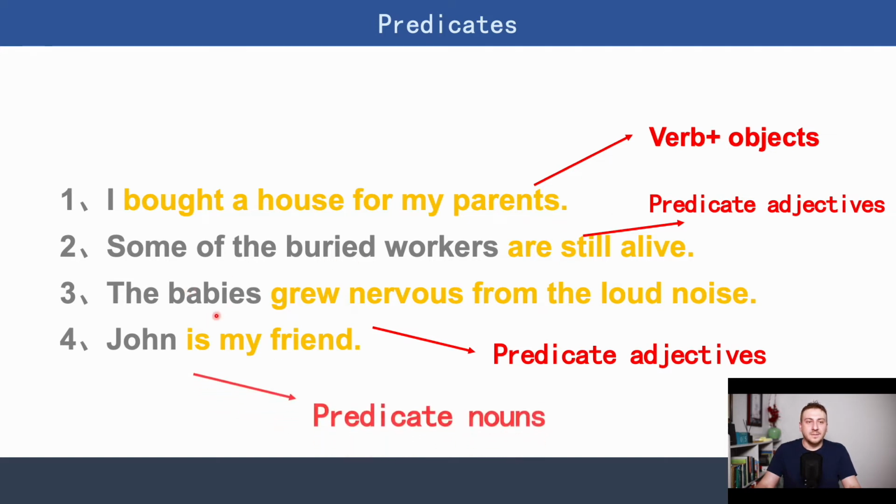Okay, the second example, some of the buried workers is a subject. Are, in this example, is a linking verb, and still alive, they act as adjectives. They describe the buried workers. The baby's subject, grew, is a linking verb, and then everything else in this sentence is going to be predicate adjective, right? And the last one, John is my friend. We have the linking verb is, and my friend is a predicate noun.